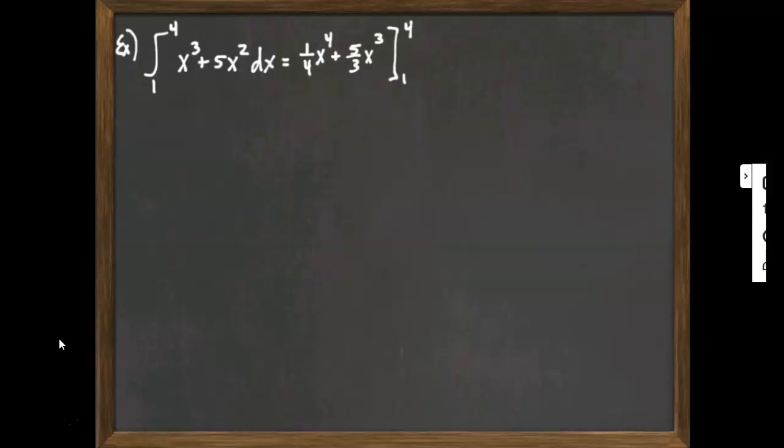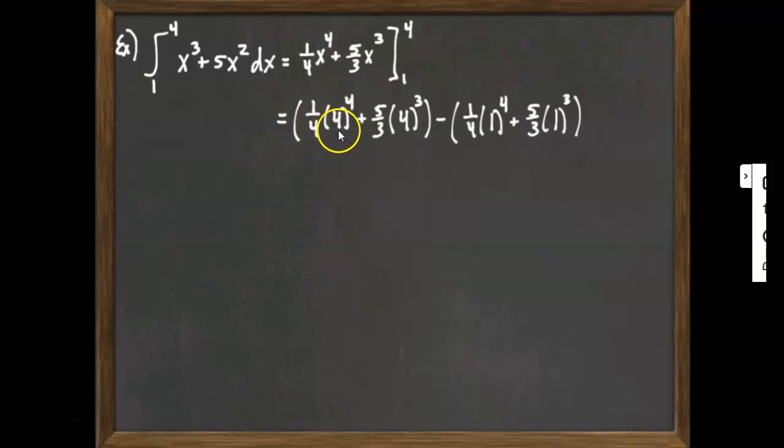So we're going to plug 4 in everywhere we see the x, get an answer, plug 1 in everywhere we see an x, get an answer, and then evaluate it. Plugging in 4, we would have 1/4 times 4 to the fourth, plus 5/3 times 4 cubed, minus, plug 1 in everywhere we see an x: 1/4 times 1 to the fourth, plus 5/3 times 1 to the third.